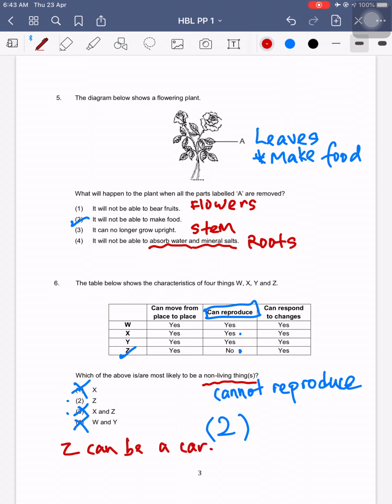Now a car can move from place to place, it will not reproduce, and it can respond to changes. Now respond to changes, maybe when you step on the brake, the car will actually stop. They will slow down and stop. So it's actually an example of it responding to changes. Okay, so answer will be option 2.